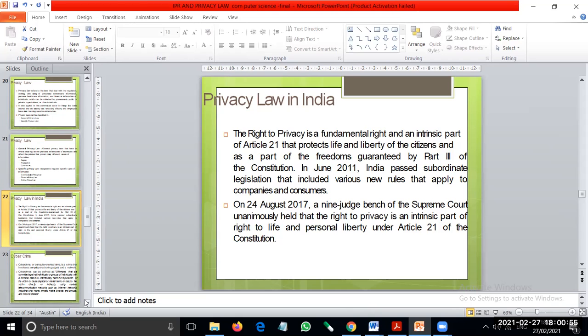फिर privacy law in India: the right to privacy is a fundamental right and is a part of Article 21 that protects life and liberty of the citizen as a part of freedom guaranteed by Part 3 of the Constitution of India. जून 2011 में वो जो डिफाइन हुआ था कॉन्स्टिट्यूशन, वो बताया इंडिया भारत का subordinate legislation that includes various new rules that apply to companies and consumers. कंपनी और कंज्यूमर के लिए डिफरेंट रूल्स प्रोवाइड करें. On 24 August 2017, a 9-judge bench of the Supreme Court unanimously held that the right to privacy is an intrinsic part of the right to life and personal liberty under the Constitution.